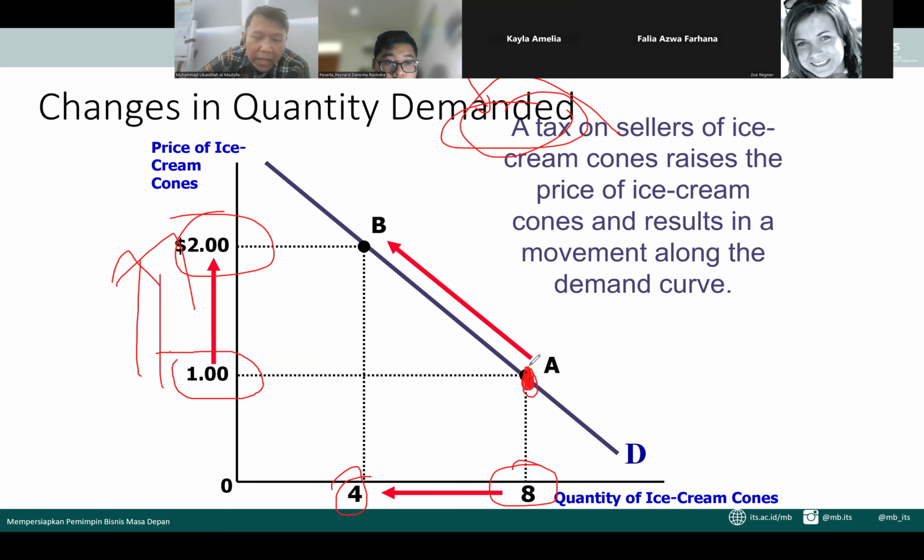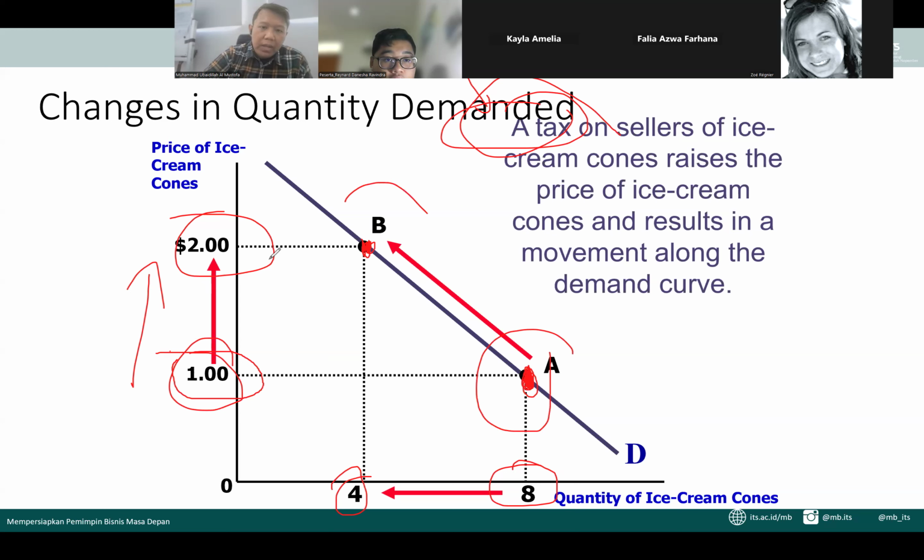You see that we have a movement along the curve. Before we are at point A, and now we are at point B. So due to an increase in price because of the tax, before it was $1, now it becomes $2. We have a movement along the curve. Before the quantity demanded is 8, now we only have 4 quantity demanded.